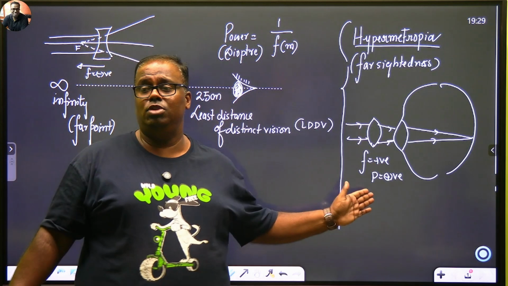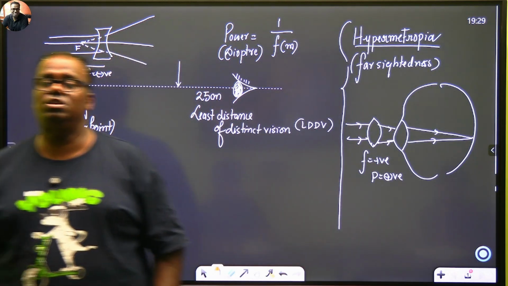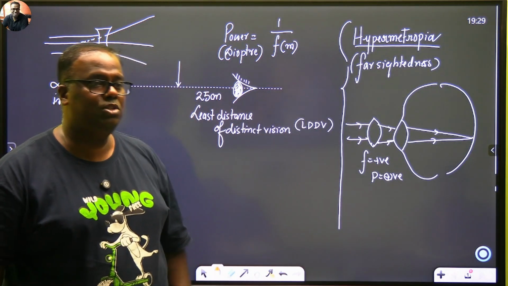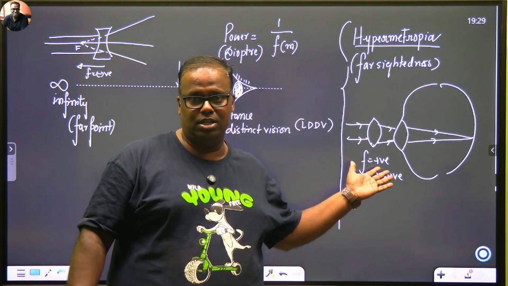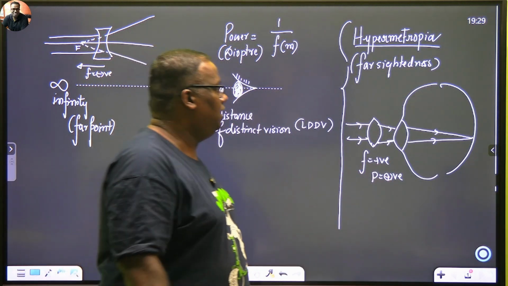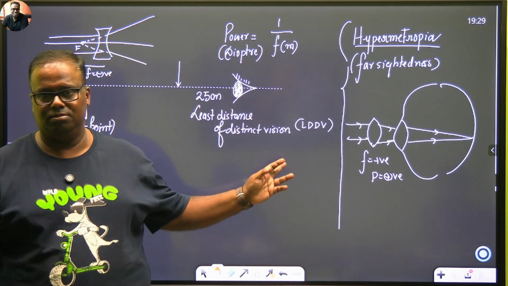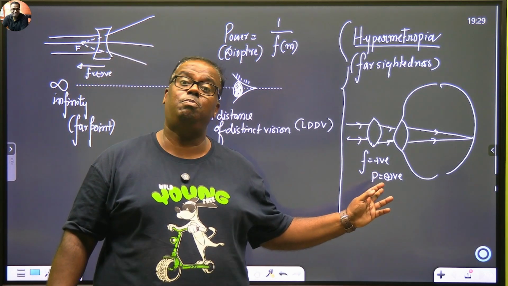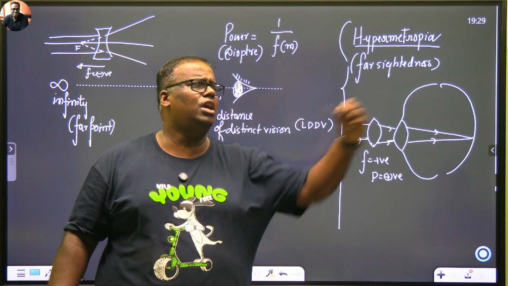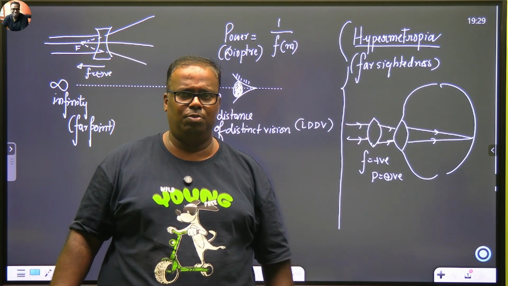Such people will be seen to wear positive power. Positive power means convex lens. If you are finding this disease in children, that is at your age group, then you won't find less power. You won't find it. If you find one, it will be a high power child. Looking at the child, you can say he is suffering from hypermetropia.